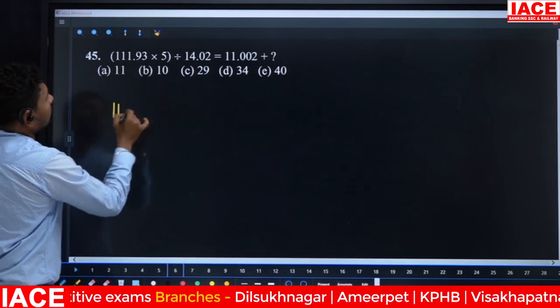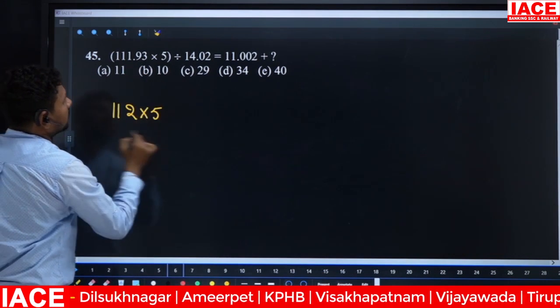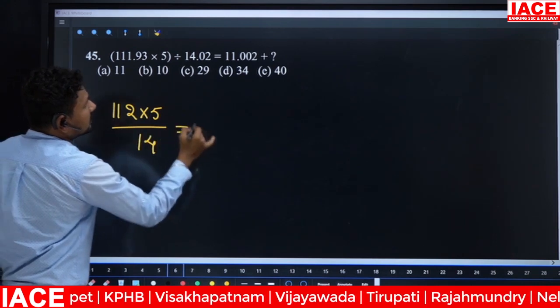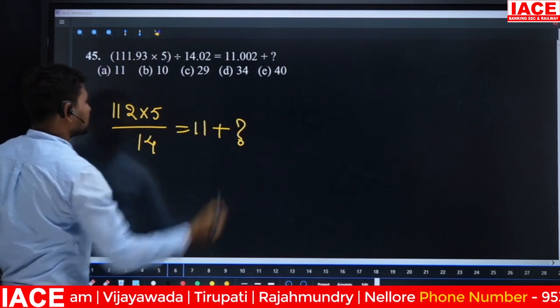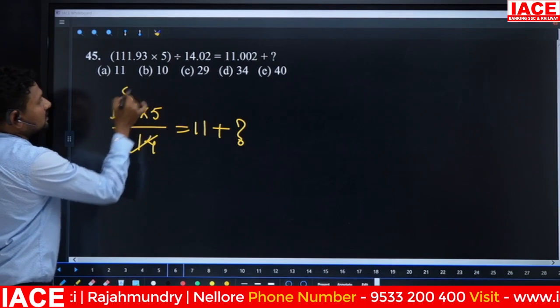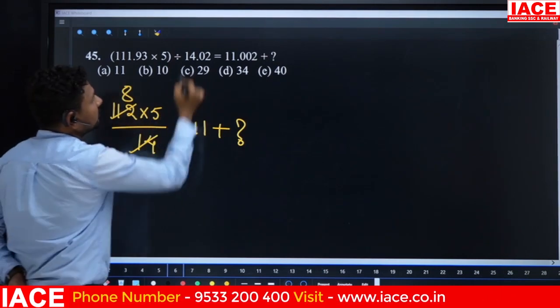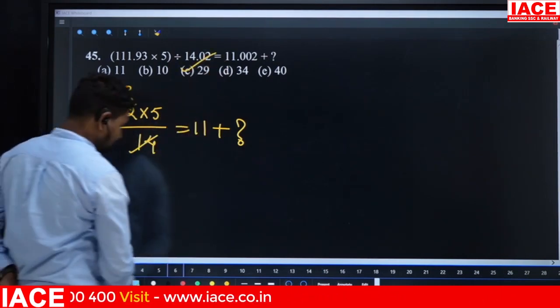11.93 we can write 112 into 5 divided by 14, which is equal to 11 plus x, question mark. 14 eights are 8 fives are 40, from 40 11 will be removed, then answer is C.